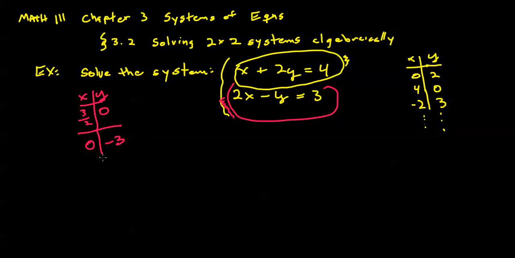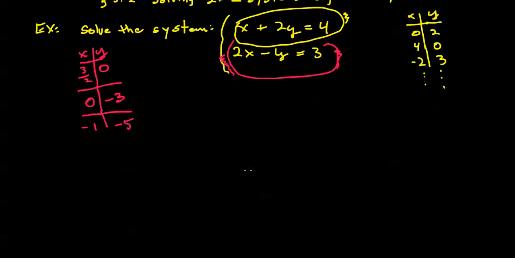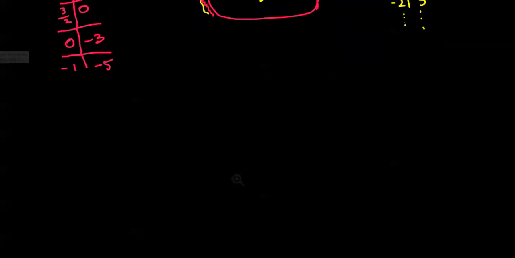And when x is minus 1, y is negative 5. Again, when substituting any of those three values into that second equation, I get a true statement. Alright, so what I'm going to do is graph these two lines. I'll do the best I can on the tablet here.